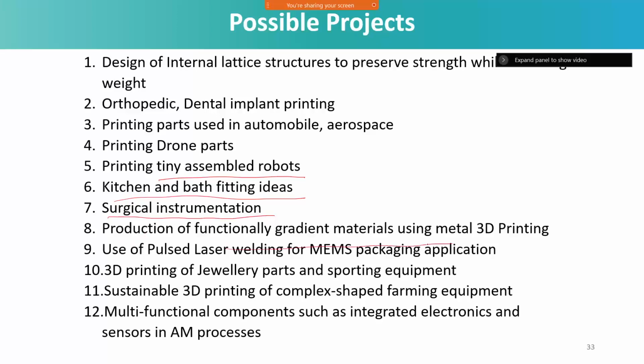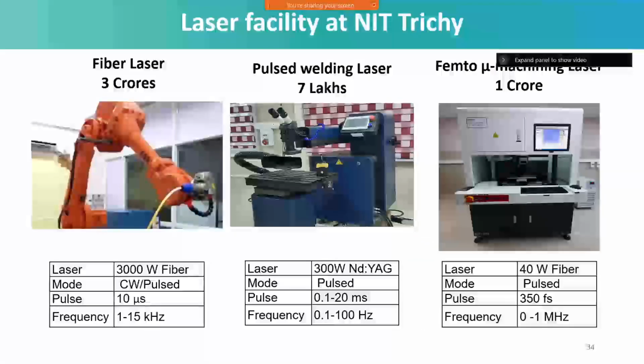And functionally graded parts using 3D printing, or use of pulse laser welding for MEMS packaging applications, pulsed 3D printing of jewelry parts, sustainable 3D printing of complex shaped forming equipment. You can even target the agricultural sector, or multifunctional components such as integrated electronics and sensors in the AM process, which is highly possible using these 3D printing techniques.